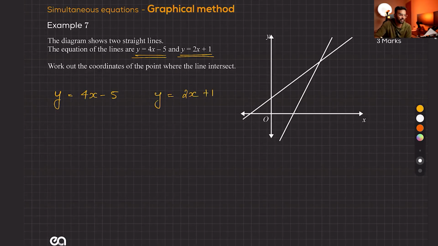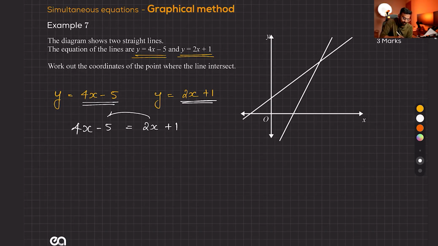What should you guys do? We don't need to make y or x the subject. We don't need to do that. You can literally equate these two because both of them are equal to y. So 4x minus 5 equal to 2x plus 1. Got it? Everyone? Yeah?